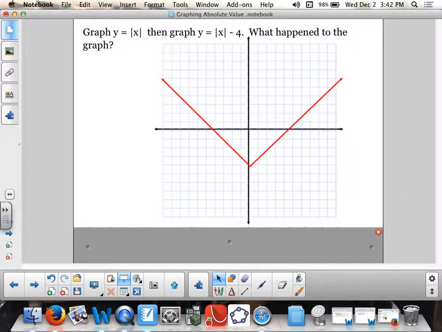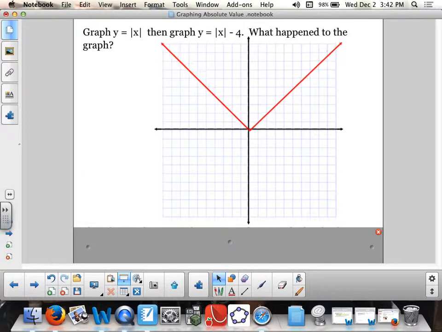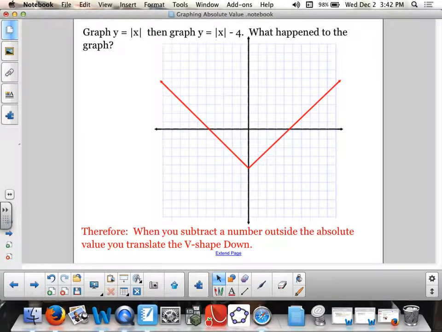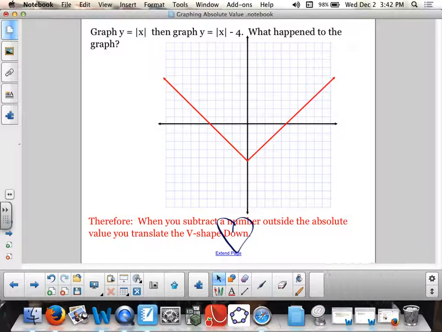Well, if we have a -4 outside the absolute value, yes, indeed, we are going to translate down. So if we start at the origin, we're going to go down 4. Therefore, if you subtract a number outside the absolute value, yes, you're going to translate down. The V shape goes downer.